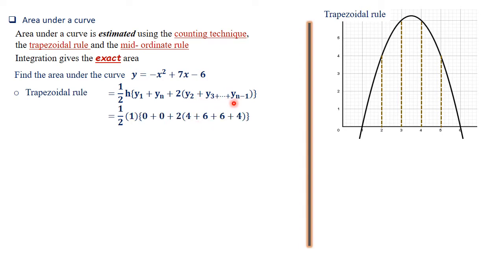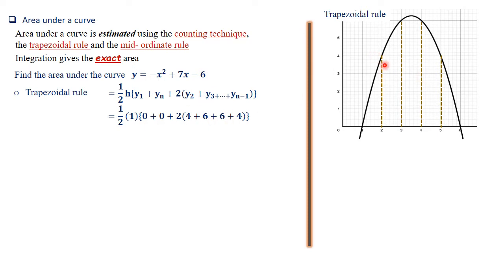For the question that we're given here, the width of every trapezium is actually 1. It's a unit. That is, from 1 to 2 is 1, from 2 to 3 is 1, from 3 to 4 is 1, from 4 to 5 is 1, and from 5 to 6 is again 1. The first and last heights are 0, because the curve intersects the x-axis at the first point, where the first height is 0, and at the last point, where the last height is 0. All the other heights are 4, 6, 6, 4 respectively.